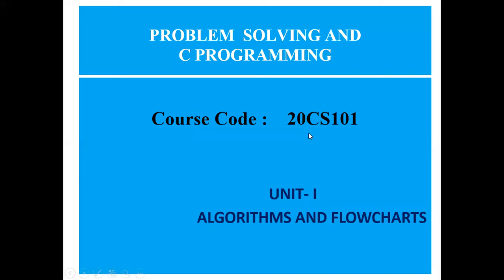In this session, we'll understand the concept of algorithms and flowcharts from Unit 1. The subject name is Problem Solving and C Programming, and the course code is Regulation 20 CS 101.